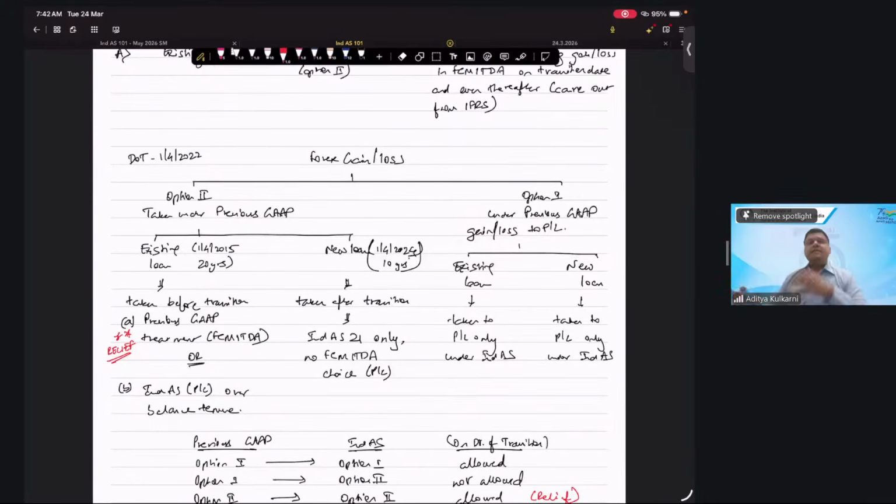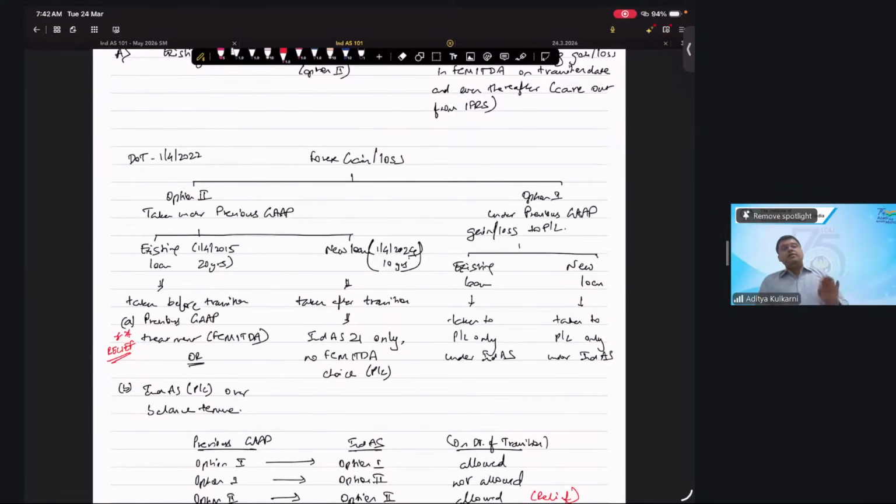Okay, so let us build this further or extend this example. You have a forex gain or loss. Under previous GAAP, you were taking it to the P&L. Existing loan, previously, whatever be the volatility, I would absorb in the P&L. Under Ind AS 21, also you will take it to the P&L, and therefore transition provision also says that if previously you were taking it to the P&L, now also you will continue to take it to the P&L. Are you able to follow? Yes, sir. Suppose you have taken a new loan.